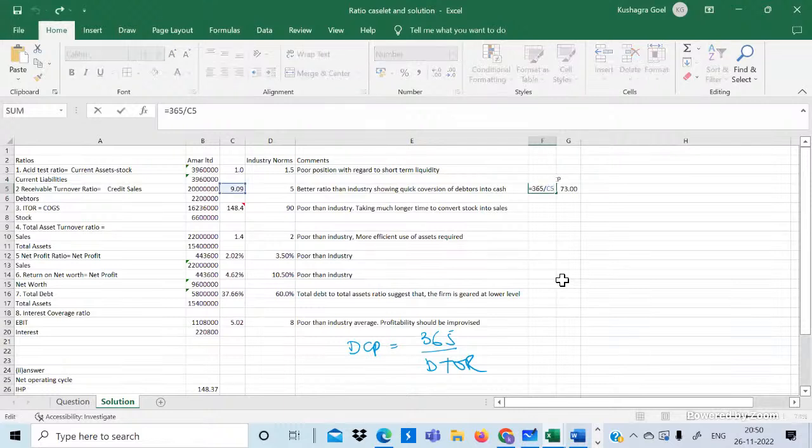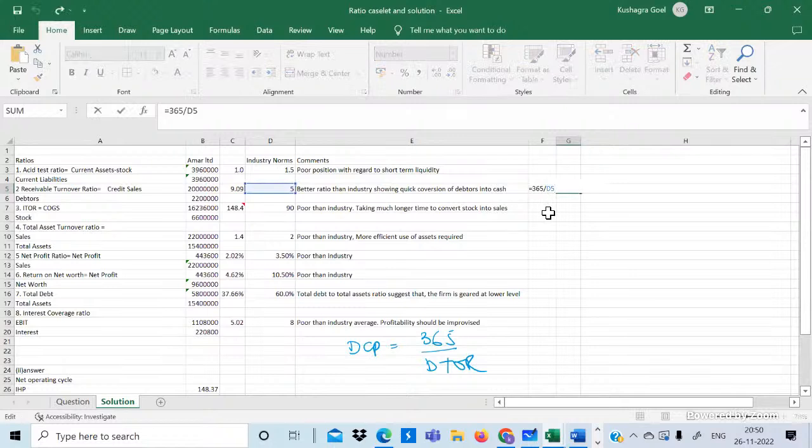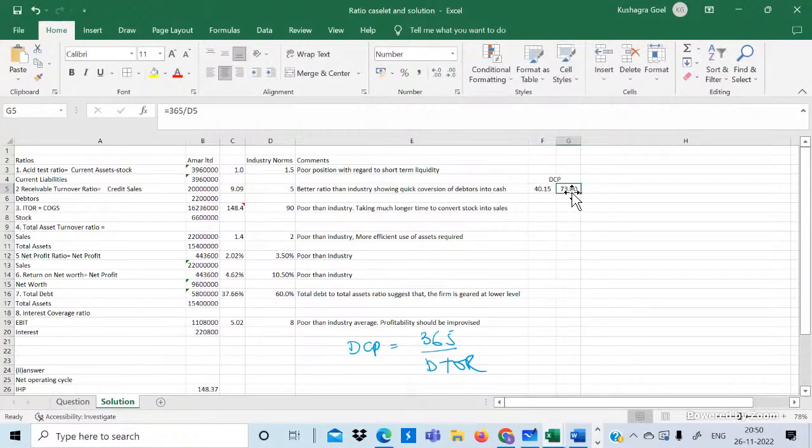For my company, the debtors collection period is 40 days, which means when I sell goods, on an average, my customer makes a payment within 40 days. But when I look at the industry, my peers, when they make a sale, they get the money in 73 days. So this is an advantage for me. I sell the goods, I get the money back quickly. My peers get the money back in 73 days. Any doubt with debtors turnover or debtors collection period?